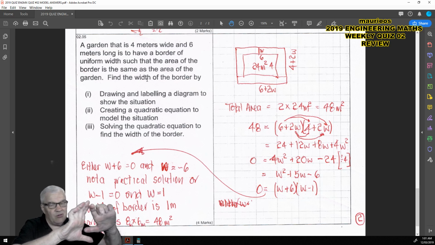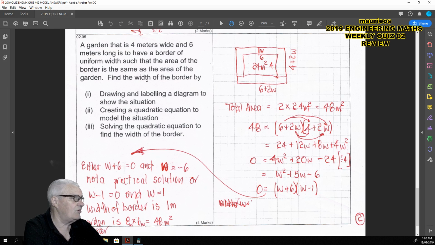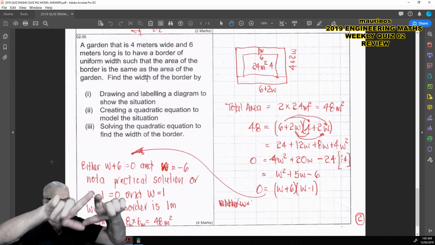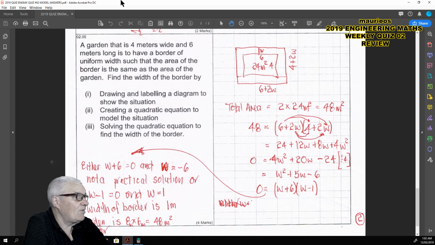Now, a border goes around the outside of the garden, not the inside of the garden, because if you've got the garden and you put your veggies in there and then you're putting a border inside, well, you have less room for your veggies. So the border goes around the outside. Think of the border of a country. It's the outside.